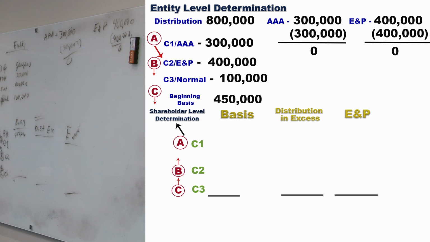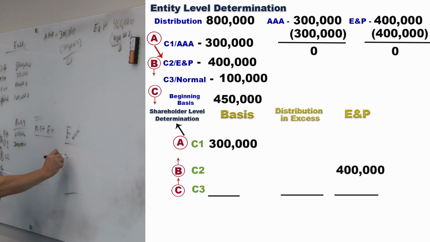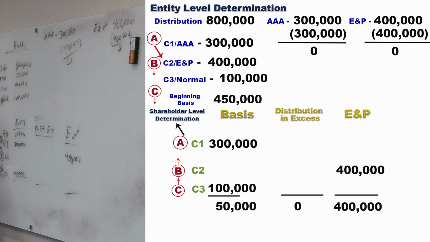C1 says normal distribution rules. Basis first, distribution in excess of basis. So 300. So I've now accounted for the full tranche because my basis can absorb that distribution amount. Next piece, 400. Now I have 400 of dividend coming out. And then I have the last one, 100. Well, I have enough basis to absorb that. So I have 0 distribution in excess in this case. And I have 50K of basis left over with 400K of dividend.